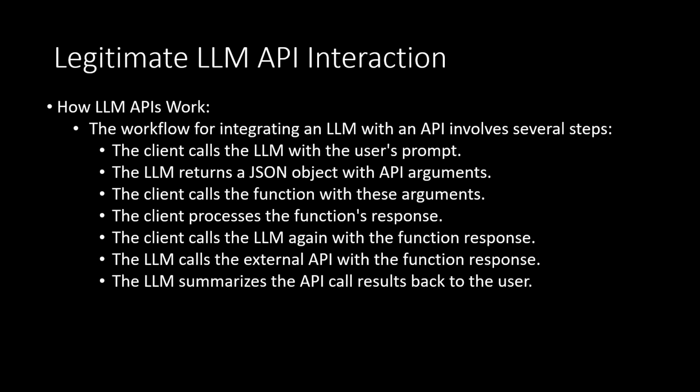The client calls the LLM again, appending the function response as a new message. The LLM calls the external API with the function response. The LLM summarizes the results of this API call to the user.